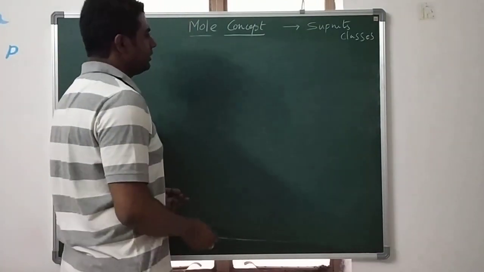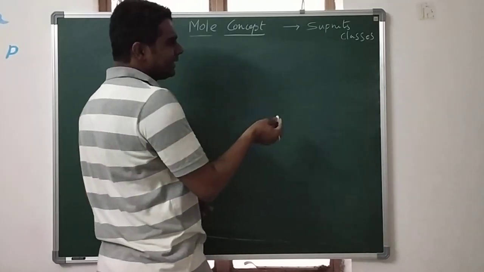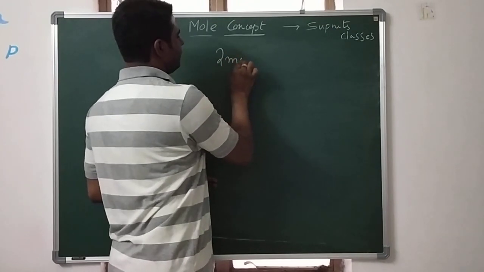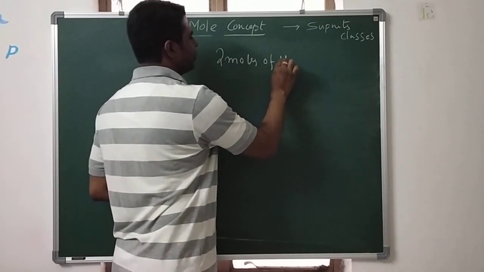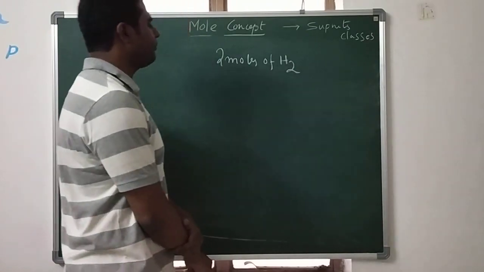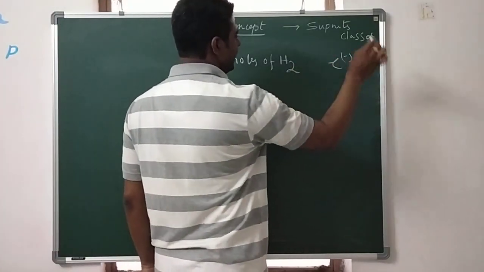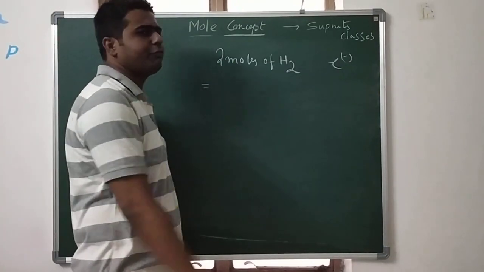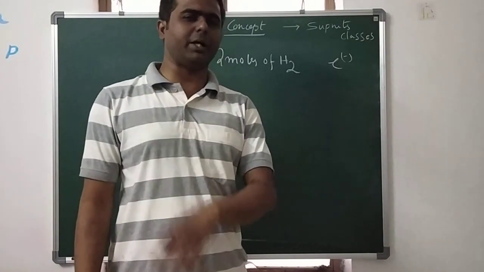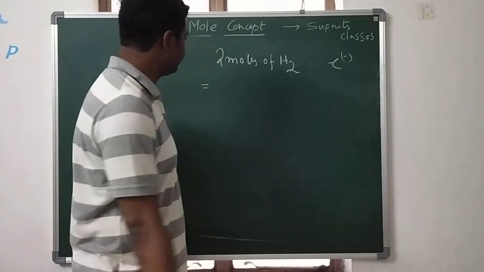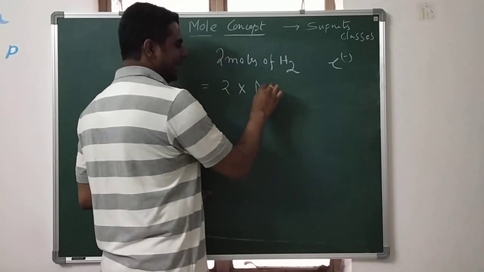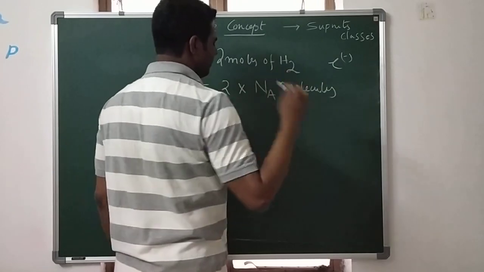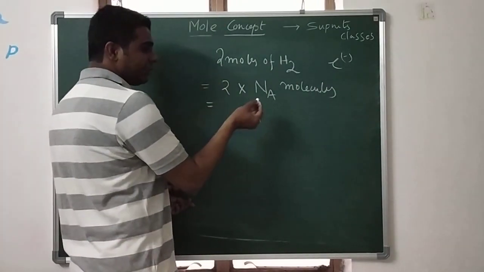Okay, so let us go a little deeper. Suppose somebody has asked you to calculate for 2 moles of H2. Can you calculate the number of electrons in 2 moles of H2? So first, in 1 mole of H2 there is Avogadro's number of molecules of H2, right? So in 2 moles, how many? I am writing Na, okay? This much molecules. Okay? Now, how many atoms?